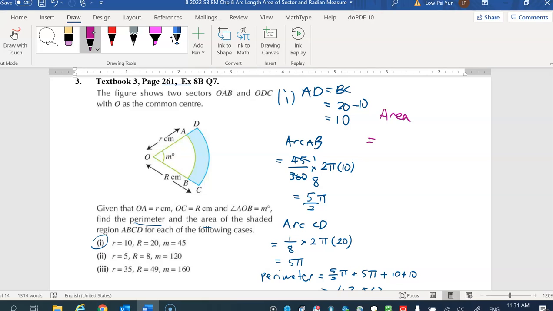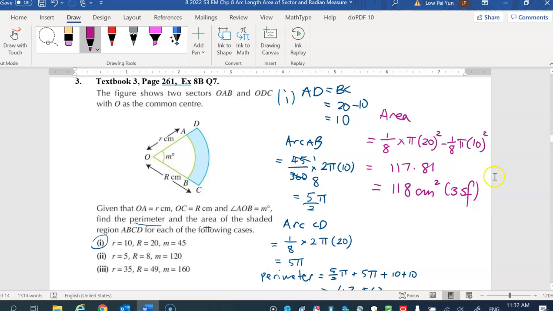Radius, sorry, the angle involved is still 45 out of 360, so it's 1 over 8. Area, remember, is pi r square, minus the area of the sector with the smaller radius, 1/8 times pi r square. Pressing your calculator, you get 117.81, rounding off to 3SF, which is 118 cm square. Okay, this is part 1.